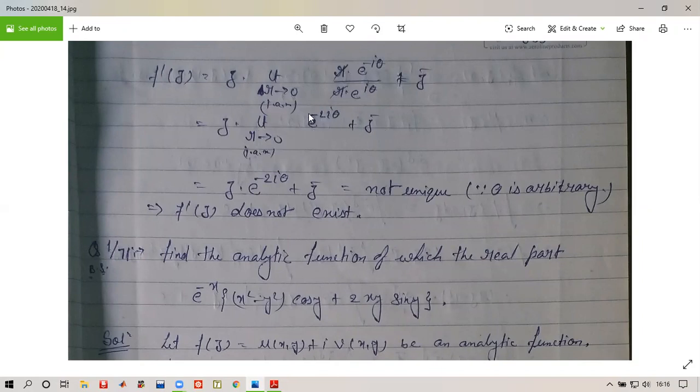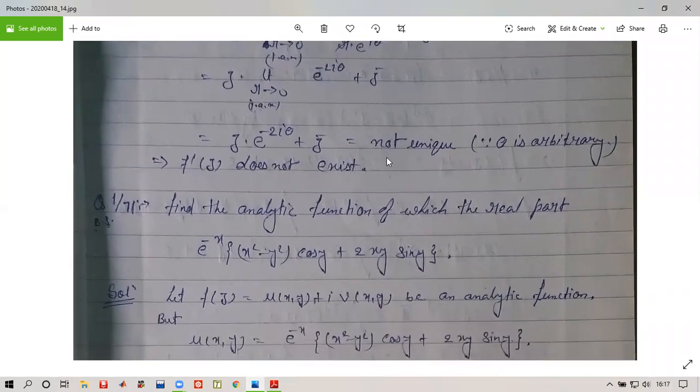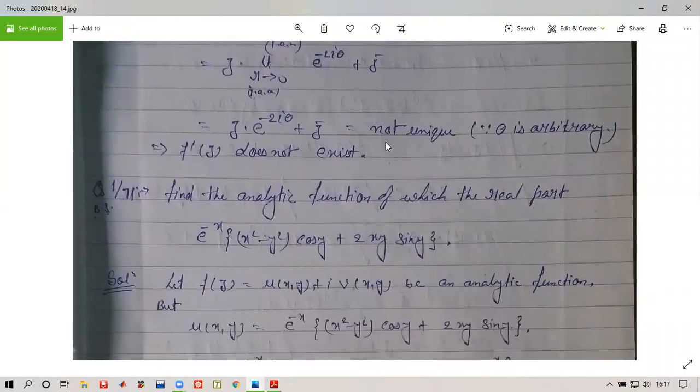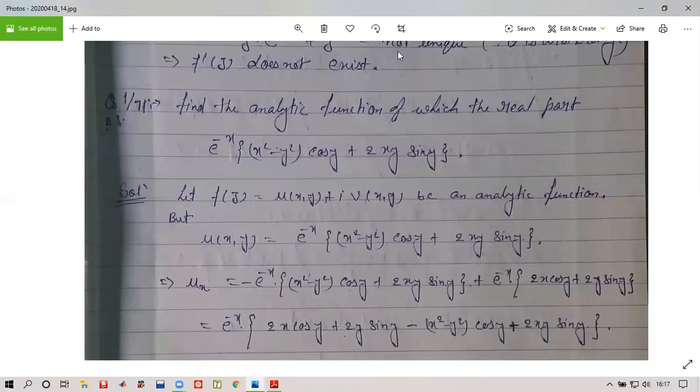Since the function is independent of r, there is no effect of the limiting value. Therefore, it equals z into e to the power minus twice i theta plus z bar, which is not unique because theta is arbitrary. Therefore, we can say that f prime z does not exist, because it is not unique, because theta is arbitrary.